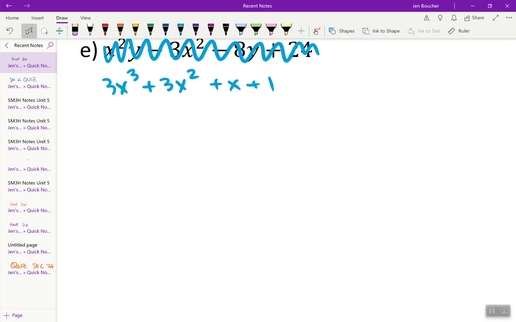Multiplies to 8, adds to -6. They both have to be negative. Both -4, -2. And then you good? Okay, so it's going to be x minus 2.